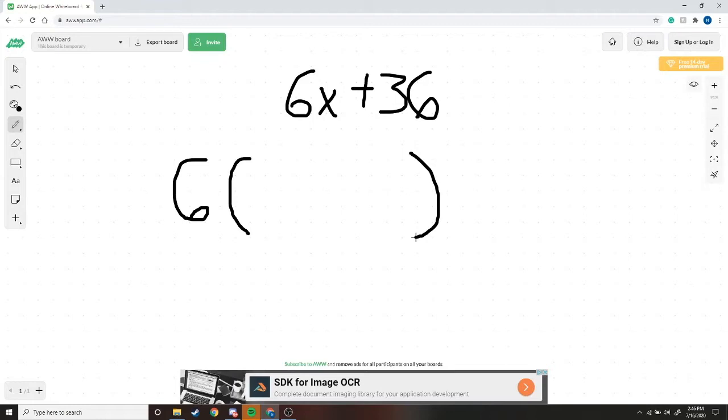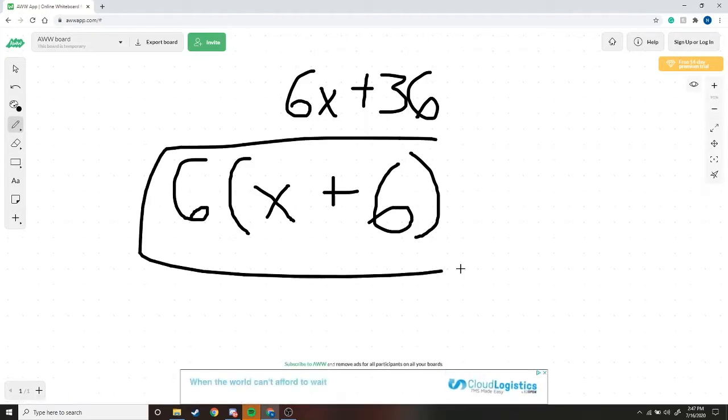Next, we're going to use our knowledge of the distributive property to bring this 6 back to the original equation. So what do we multiply 6 with to get 6x, this first term? Well, it's simple. We just multiply it by x. So 6 times x is equal to 6x. And then we want to get the second term. So what do we multiply 6 by to get 36? Well, we just multiply it by 6. So this is your answer.